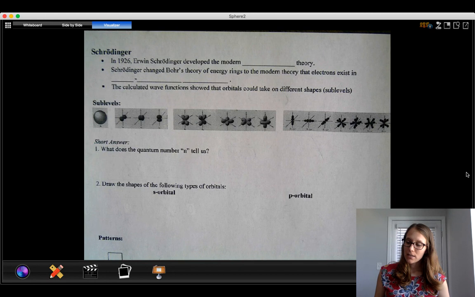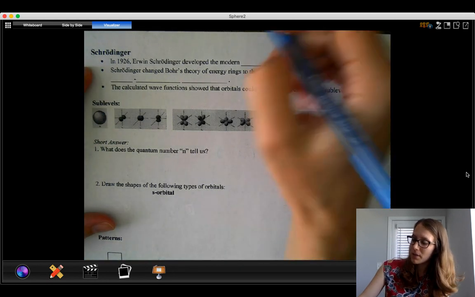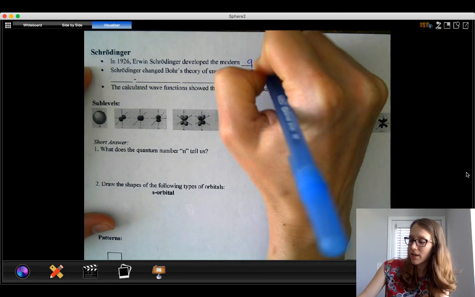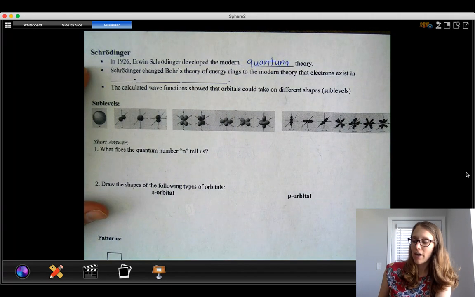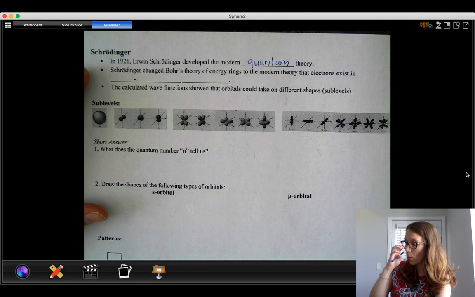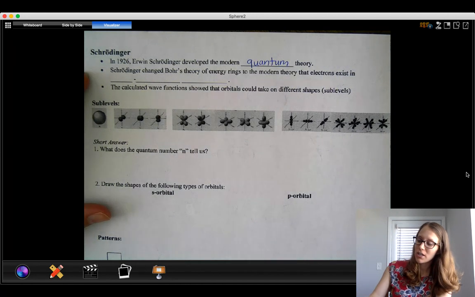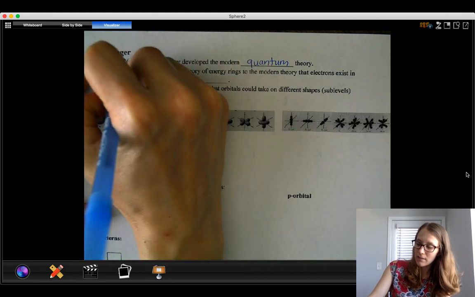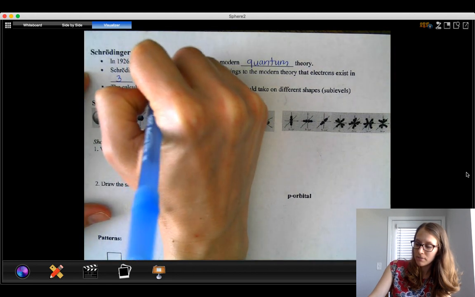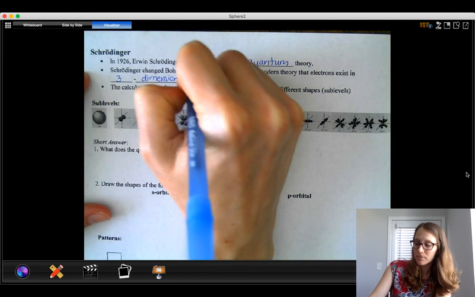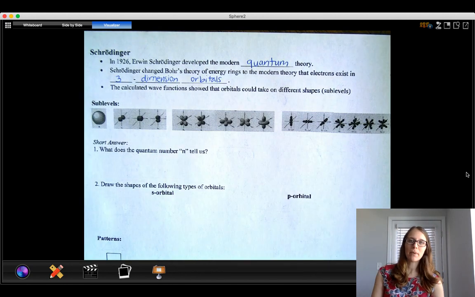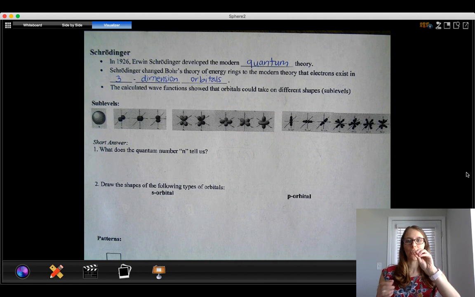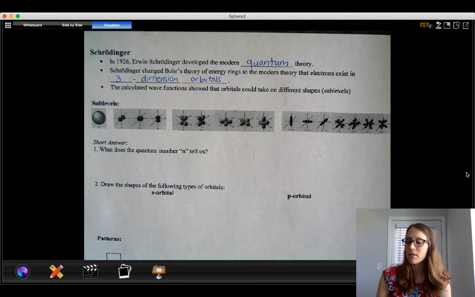So in 1926, Erwin Schrödinger developed the modern quantum theory. Schrödinger changed Bohr's theory of energy rings to the modern quantum theory that electrons exist in three-dimensional orbitals. So Bohr's model is sometimes called the planetary model because it appears on paper to look like there's the nucleus and then electrons just circling the nucleus, the way that planets orbit the sun.